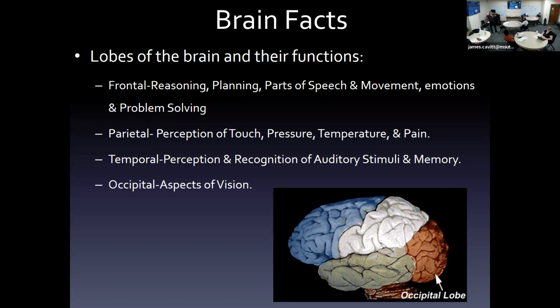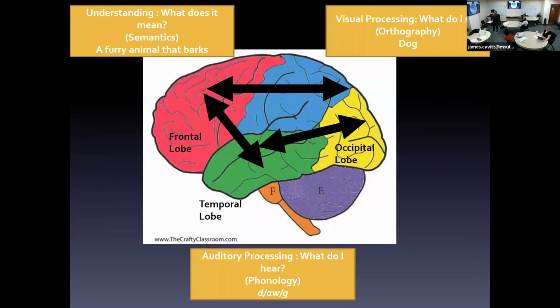So math is seen in the visual cortex. So those are the lobes of the brain. And so to explain a little bit better what Dr.